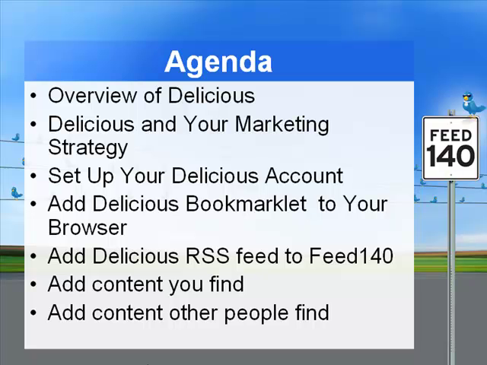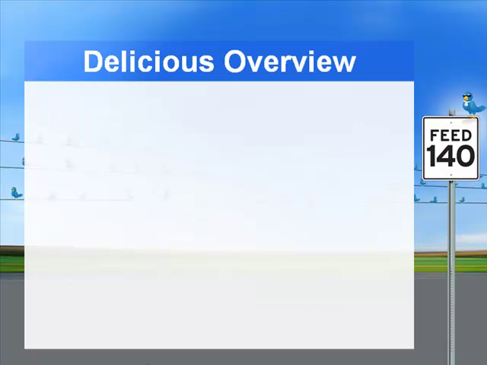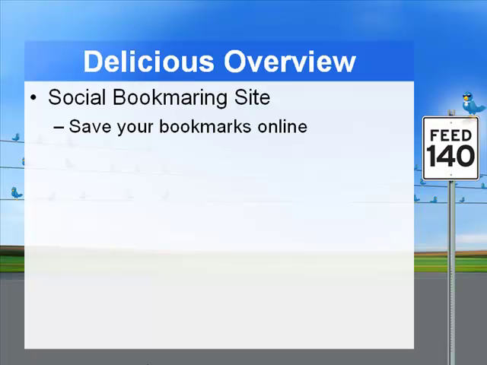Now you may be totally confused because maybe you've never even heard what Delicious is. Well, we're going to solve that problem right now. So Delicious is a social bookmarking site. Now you may use Delicious already, or maybe you've heard of Delicious or have an account but don't really use it, or maybe you don't even know what it is. But basically, a social bookmarking site is a place for you to save your bookmarks online.